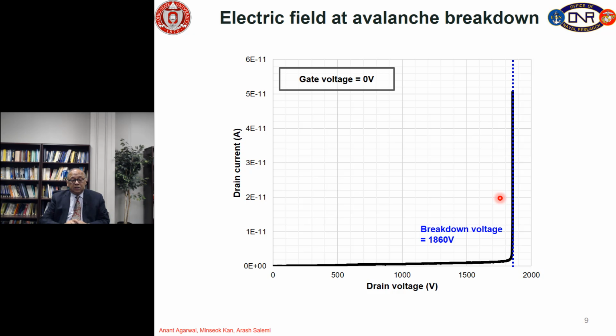So, here is the device simulation using the 2D device simulator called Silvaco, and you can see we are plotting the drain current versus drain voltage at gate voltage of 0. So, the device is essentially off, and you can see that at around 1860 volt the device begins to avalanche and the current increases very rapidly for further increase in the drain voltage.